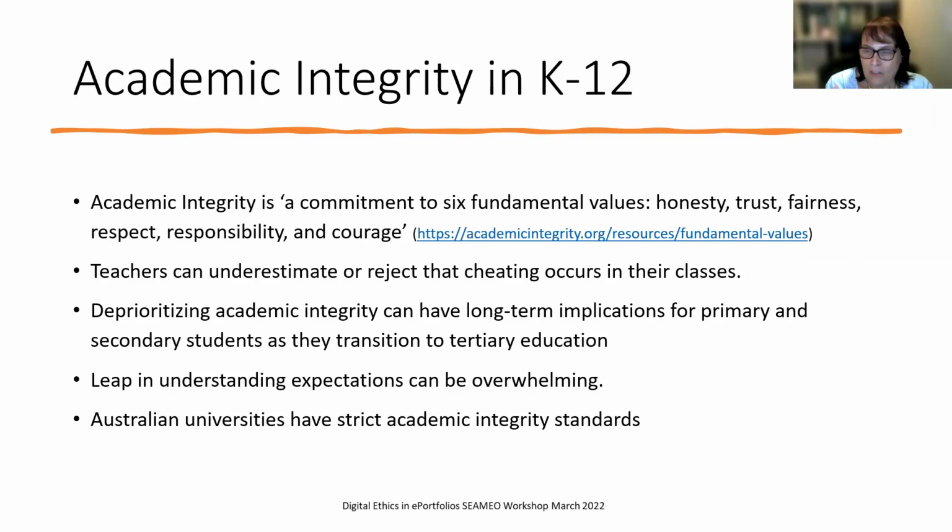It doesn't sound like something is happening here, but teachers can underestimate or reject the fact that cheating happens. They don't like to think it's happening in their class, but we can tell you that it's a frequent occurrence. Deprioritizing academic integrity has long-term implications for primary and secondary students as they transition to tertiary education. So, for example, Australian universities and a lot of the Western countries that I know of have very strict academic integrity standards for students, and there's very harsh punishments for students who, although they try to be educative, the punishment for committing some of the offences can be quite severe, and it can jeopardise their academic progression.